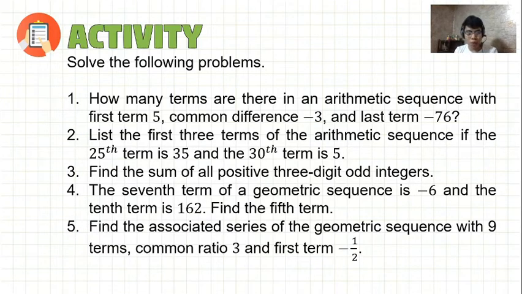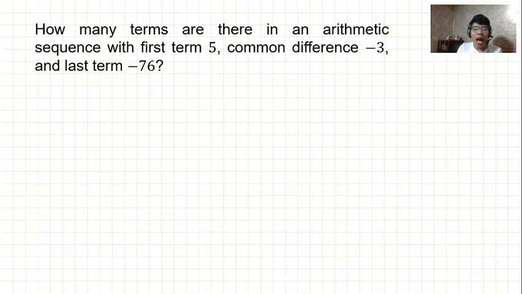Okay, so each problem, iba-iba yung hinahanap nila. Okay, so let's try problem number 1. How many terms are there in an arithmetic sequence with fifth term 5, common difference -3, and last term -76? So from this problem, we have the following given values.